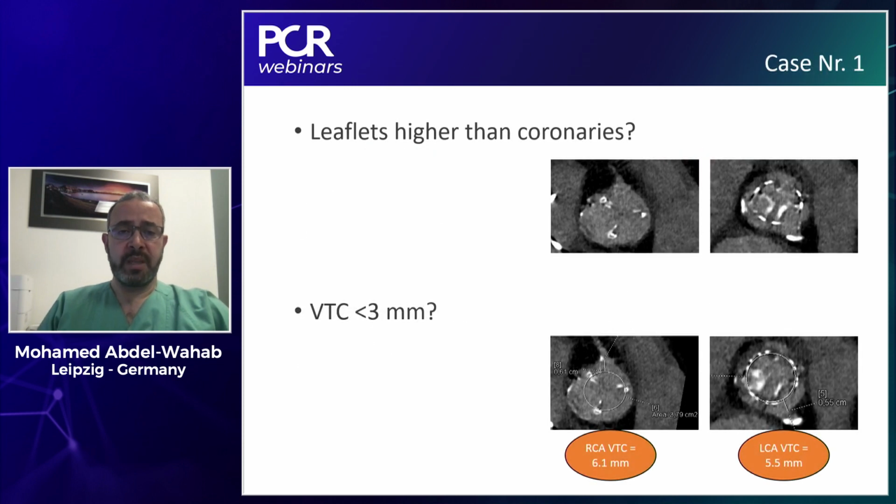If we go to case number 1, we'll start with case number 1. Then let's try to apply this algorithm. Leaflets are both higher than the coronaries, so we start to measure the VTC. You can see here that the VTC for both coronaries was much larger than 3 millimeters, so 6.1 and 5.5. So at least according to this algorithm, there is no direct risk of coronary obstruction, but then we need to consider whether we have a risk of sinus sequestration.